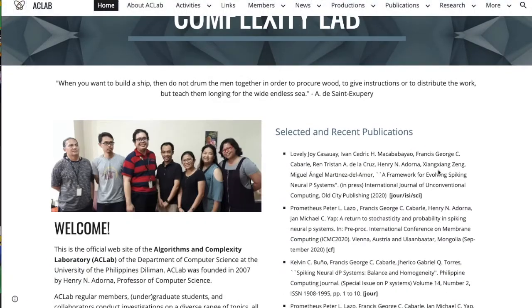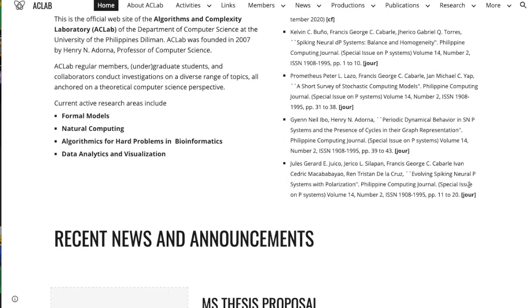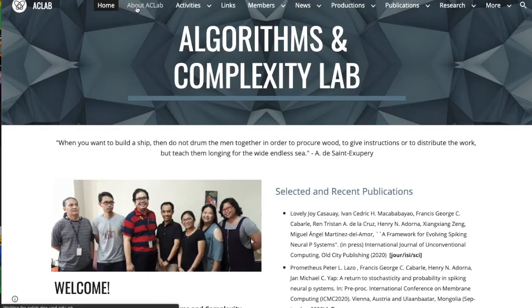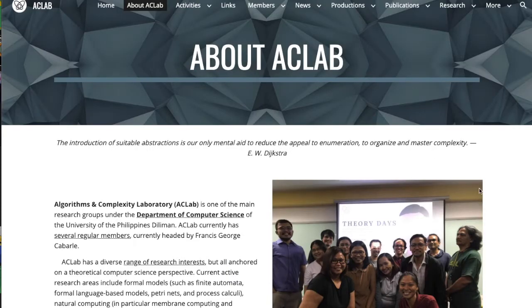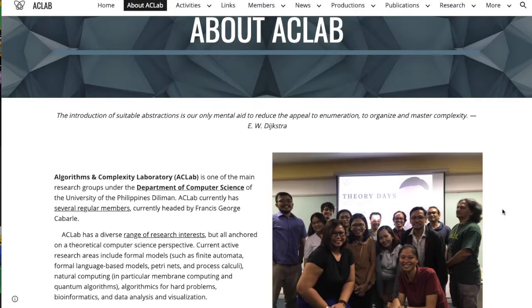My research topic is not just one topic, but everything is related to the Algorithms and Complexity Lab. Ever since I started research, I have been in the Algorithms and Complexity Lab. I started as an undergraduate student back then, and my research area was bioinformatics. Bioinformatics is the marriage between biology and computer science. Since it's multidisciplinary research, the source of the problem comes from biology, and then the solution will be coming from computer science.